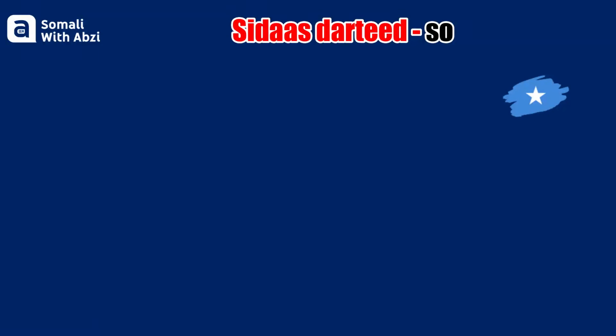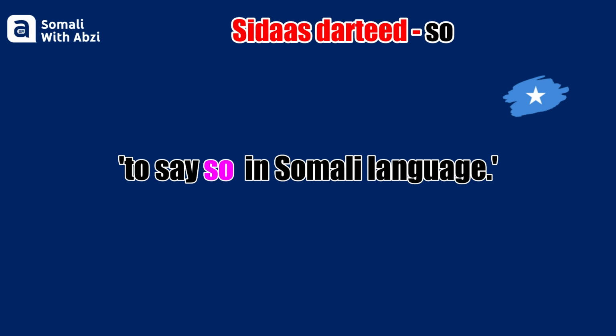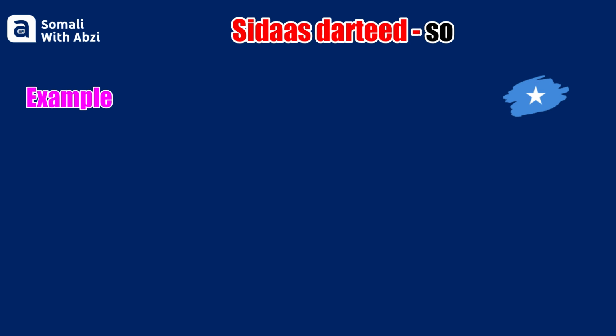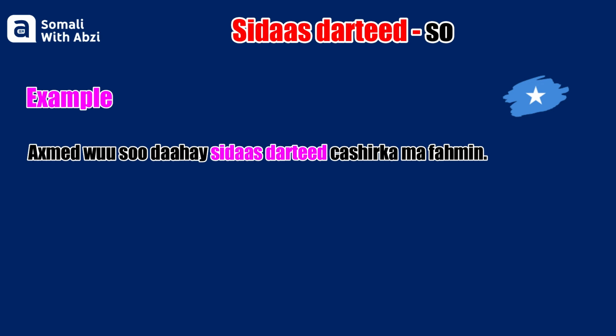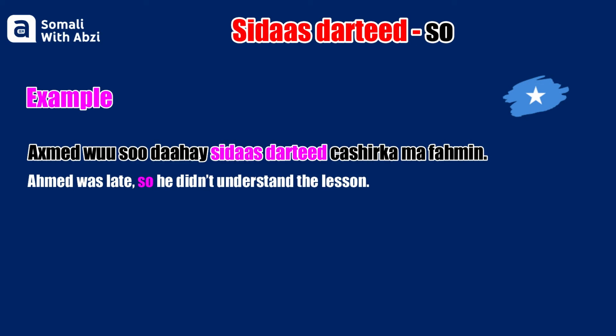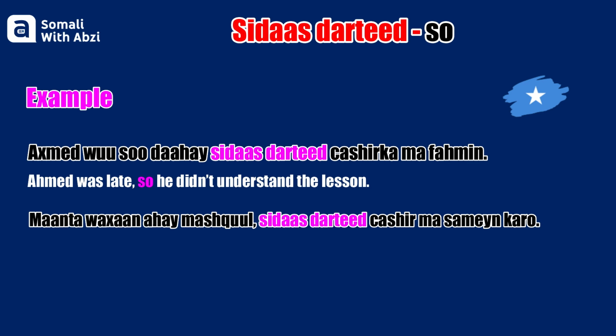We use "sidaa darteed" to say "so" in the Somali language. Let's see these examples. "Ahmed wuu soo daahay, sidaa darteed cashirka ma fahmin." Which means Ahmed was late, so he didn't understand the lesson. "Maanta waxaan ahay mashquul, sidaa darteed cashir ma samayn karo." Today, I'm busy, so I can't do a class.